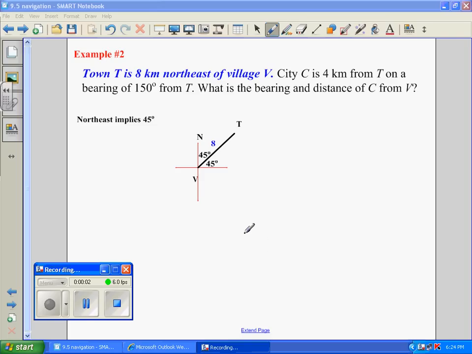I hope you enjoyed example 1, and now it's time to begin example 2. Well, town T is 8 kilometers northeast of village V. This is V, and that's T.